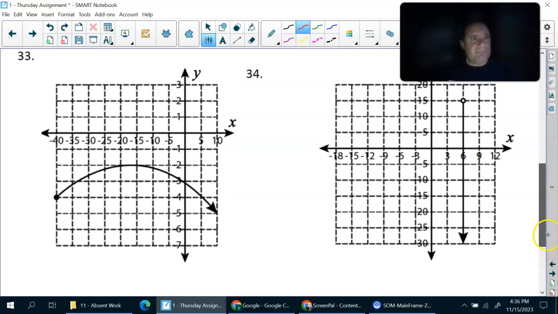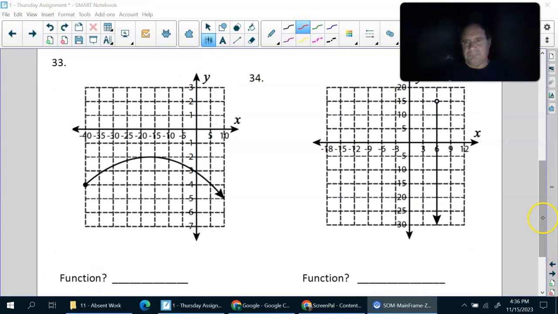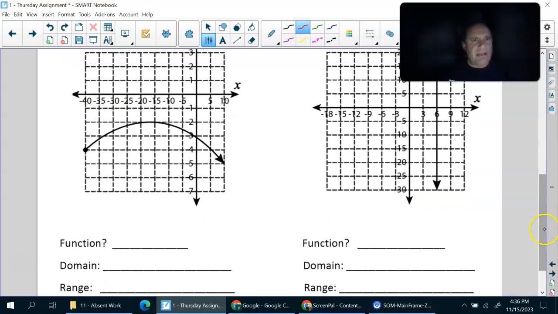Number 33. Number 33 has this going on. Is this a function? You do the vertical line test, and you see quickly that it only goes through once. Domain, though, we're going to go to the leftmost part of this graph. It is at negative 40. That's a closed circle. So we're going to put negative 40. Then the rightmost part of the graph is positive infinity. It goes on and on forever. So that is positive infinity with the parenthesis.